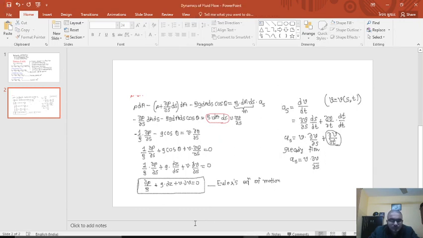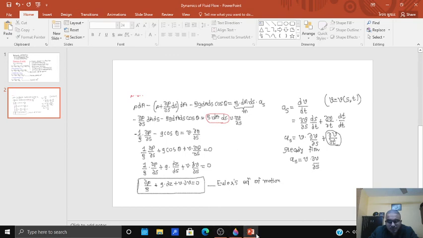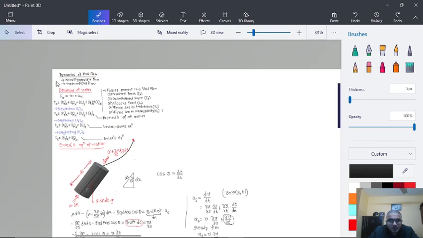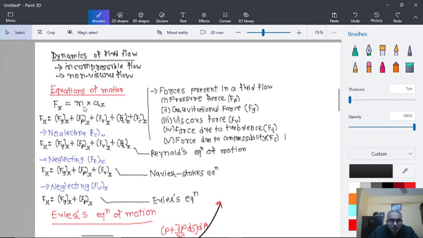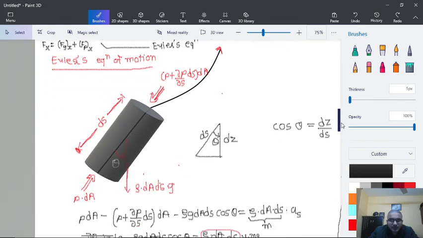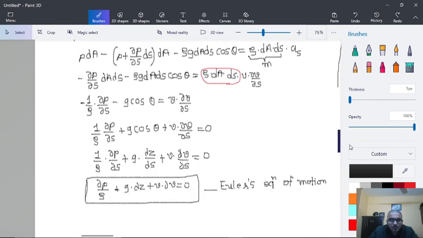So this is the end of today's lecture. Today we started with our new topic, that is dynamics of fluid flow, in which we discussed the equation of motion based on Newton's second law. We obtained different forms, that is Reynolds equation of motion, Navier-Stokes equation and Euler's equation, and in detail we derived the Euler's equation of motion.